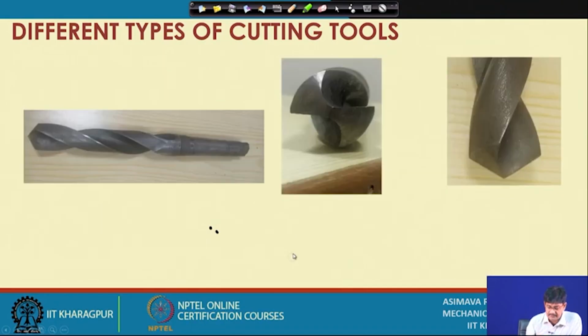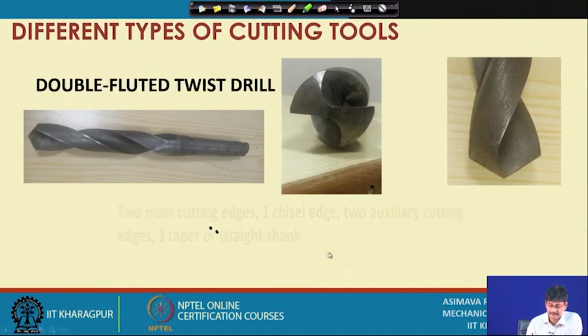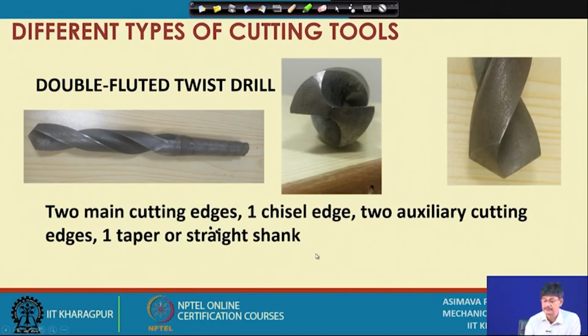So we have already seen this. This is a drill tool. What are the characteristic features? A drill, what do you call it? The drill which is shown is a specific type of drill. What is it called? It is a double fluted twist drill. There are two cutting lips here, okay? Main two cutting lips. There is an auxiliary, there is a chisel edge also.